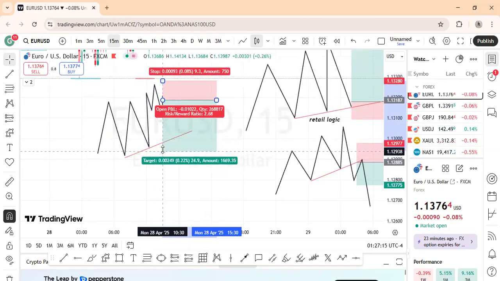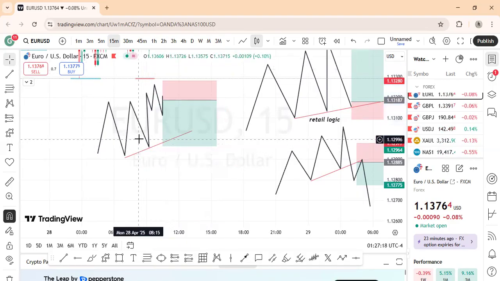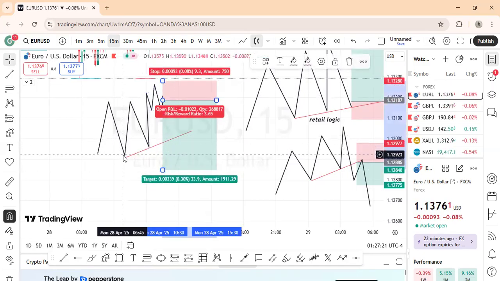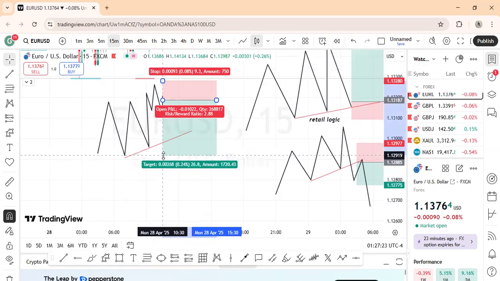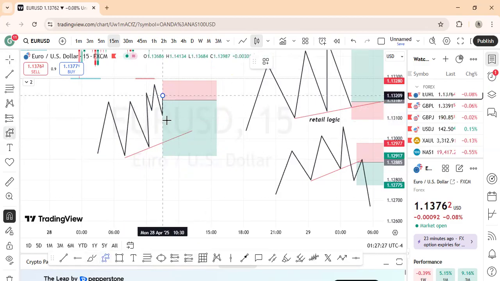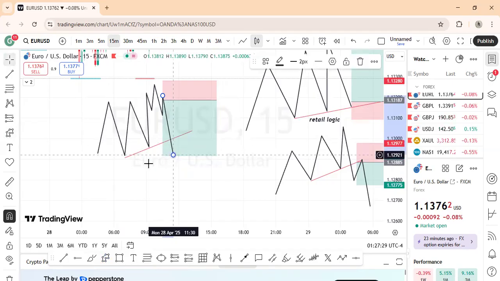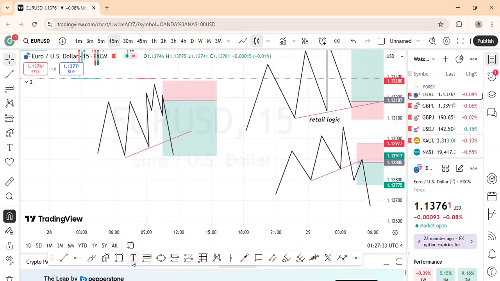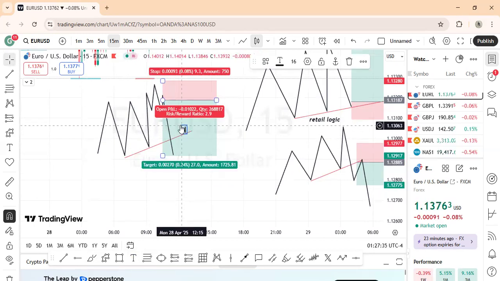You target that liquidity, that low. So this is how you're trading. You're selling with the expectation that price should clear this liquidity. So maybe you can target here, and market price should clear that low, something like this, taking out all this low. This is smart money logic. This is the first example.